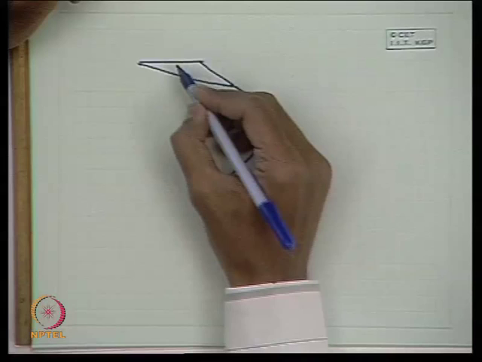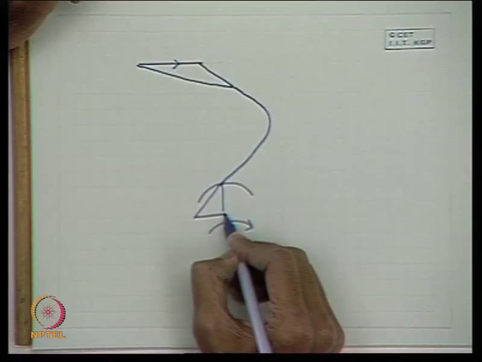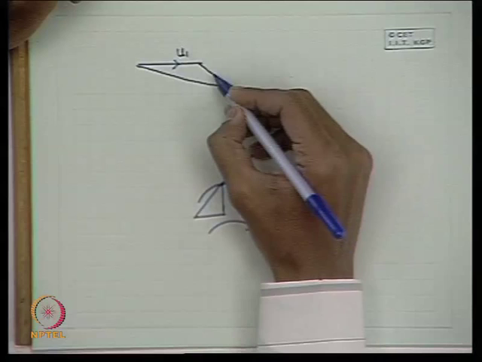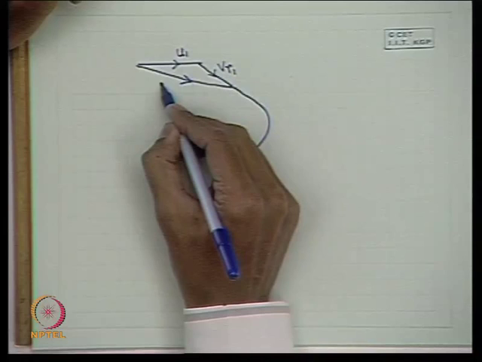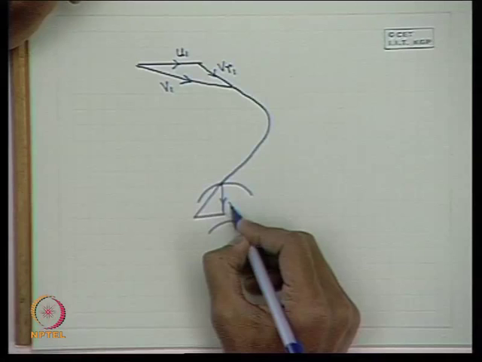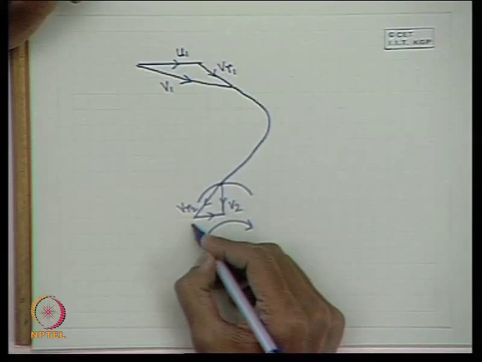At the outlet also, we can draw the diagram like this. So this is the rotor velocity at the inlet U1. This is the relative velocity of the liquid with respect to the rotor VR1, and this is the absolute velocity V1. The outlet velocity triangles look like this. This is the velocity V2. This is the outlet relative velocity VR2, and this is the rotor velocity U2.